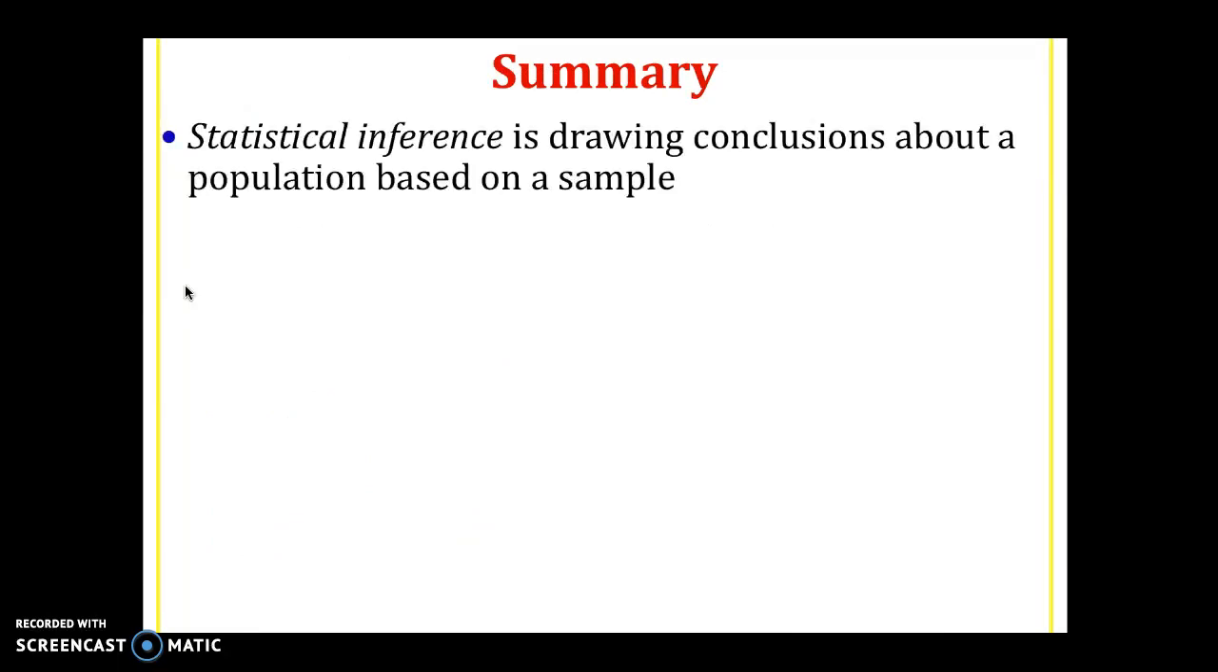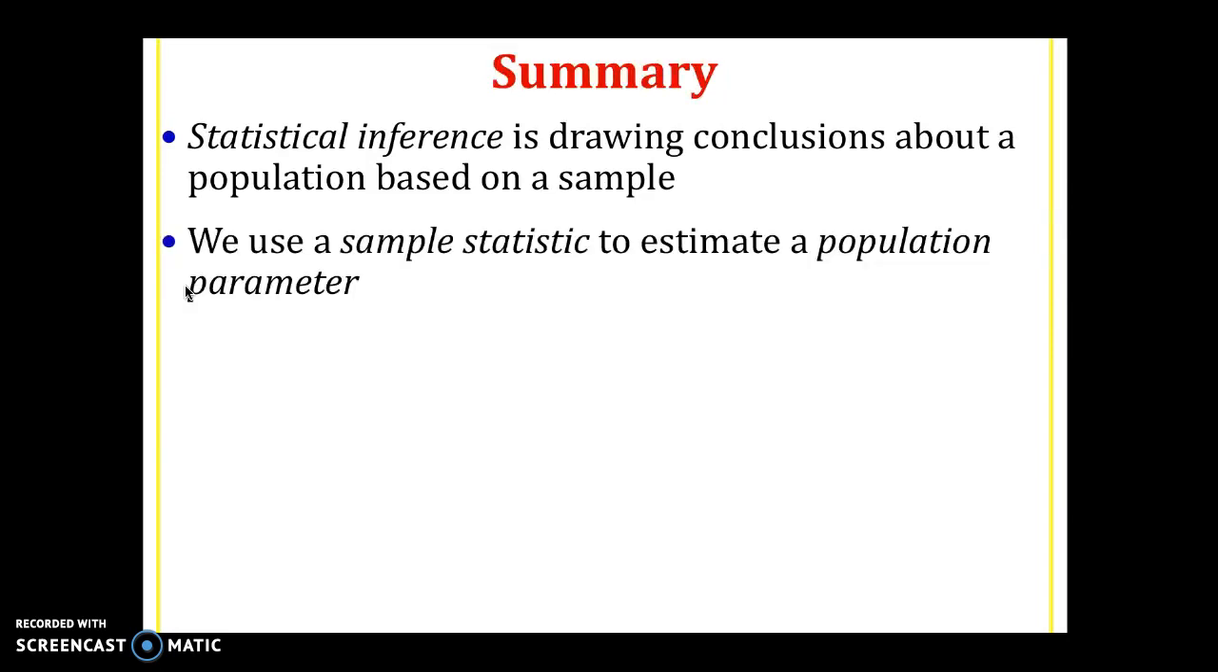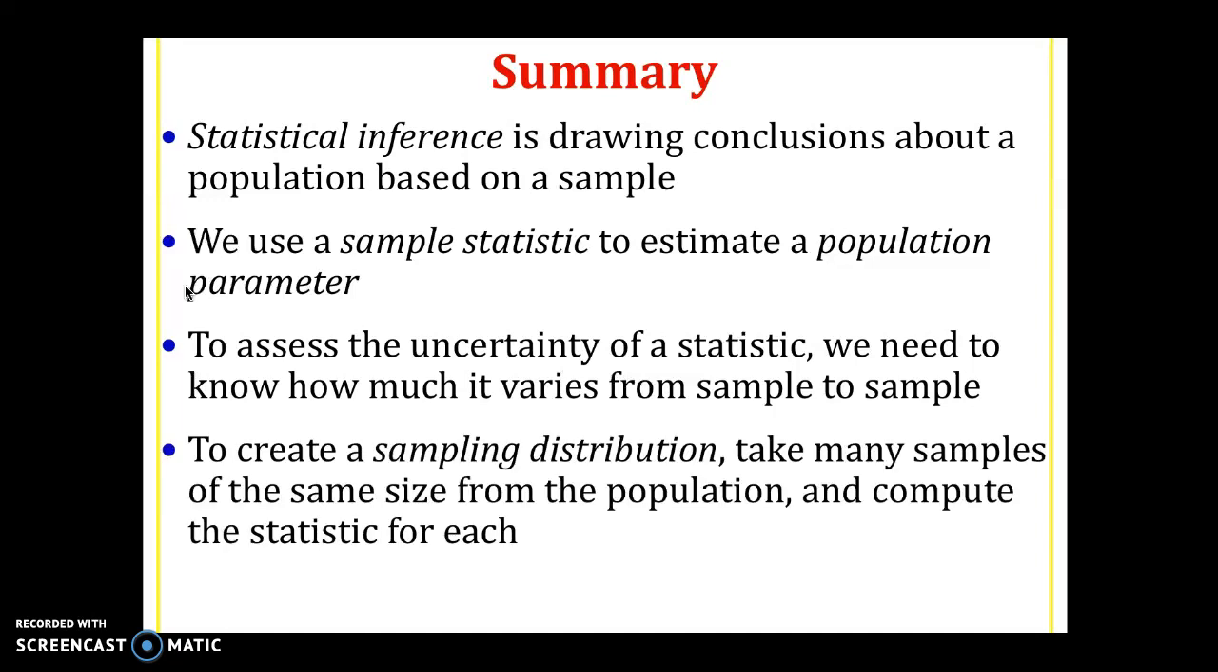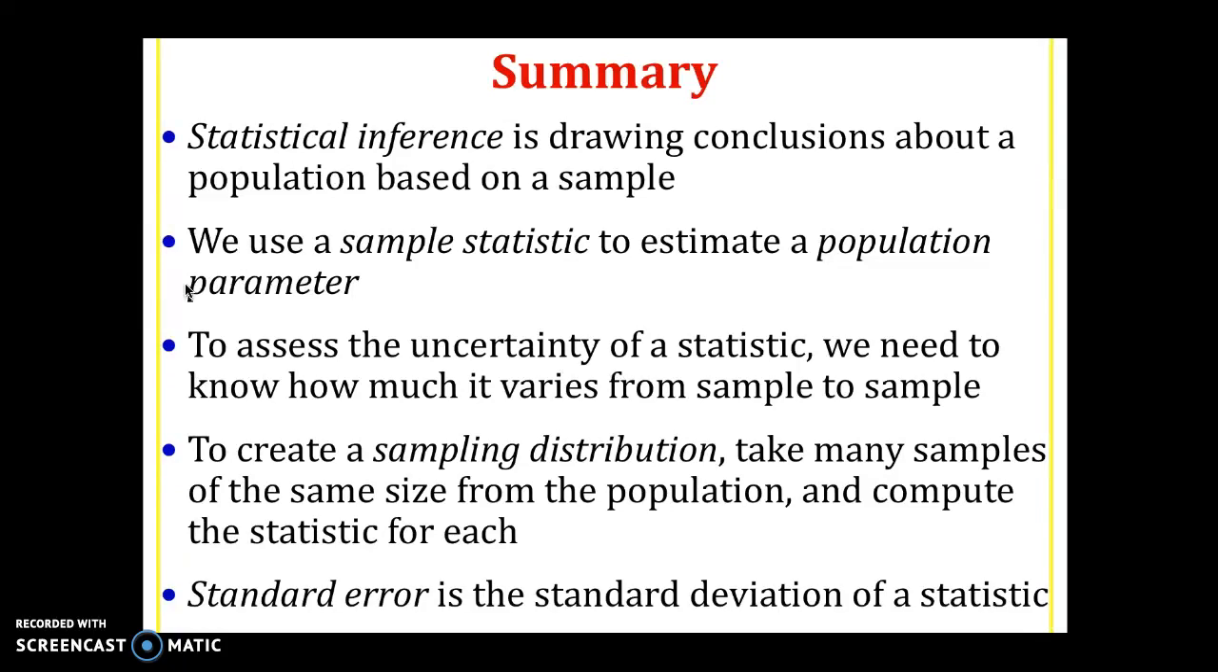All right, in conclusion, in this section 3.1, we talked about statistical inference, drawing conclusions about a population based on a sample. We used a sample statistic to estimate a population parameter. To assess the uncertainty of a statistic, we need to know how much it varies from sample to sample. To create a sampling distribution, we take many samples of the same size from the population and compute the statistic for each. And the standard error is the standard deviation of the statistic.